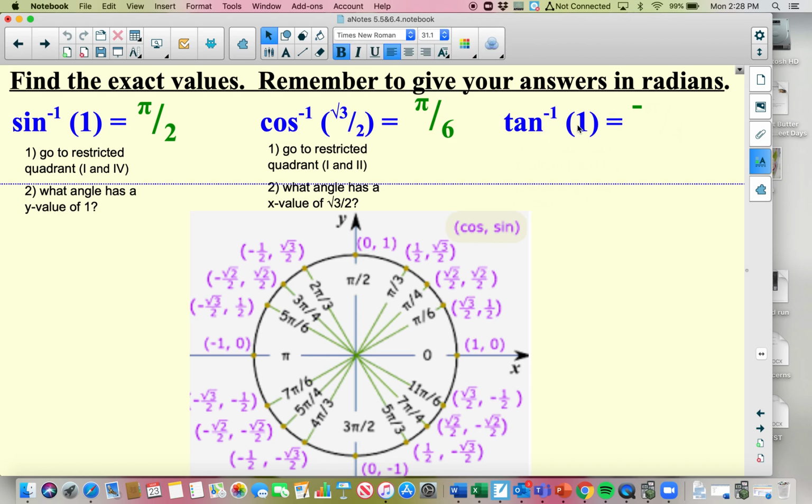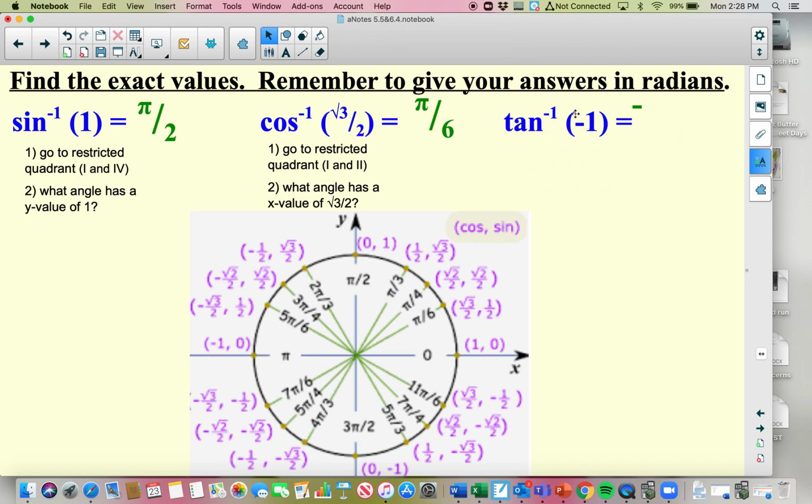And actually, there should be a negative there. Let's do a -1. Sorry. So tangent's restricted to quadrants 1 and 4. And where is tangent -1? That's going to be quadrant 4.